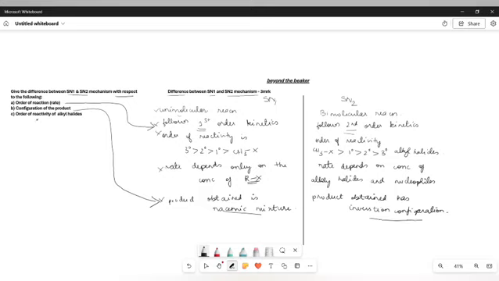Then third difference, order of reactivity. The order of reactivity for alkyl halides in SN1 mechanism is tertiary is greater than secondary is greater than primary, but in SN2, primary is greater than secondary is greater than tertiary. So, depending on the type of question, you have to answer the difference.